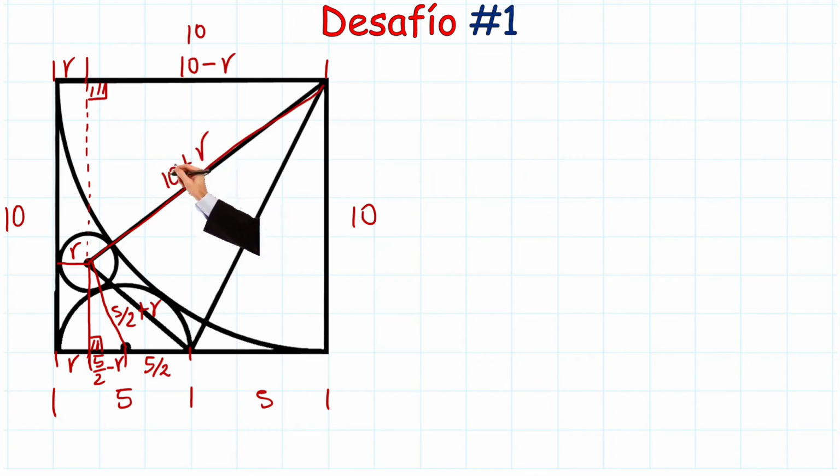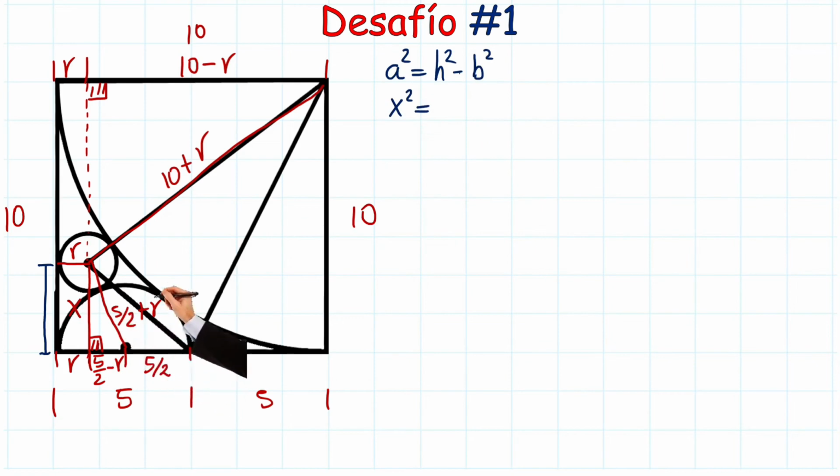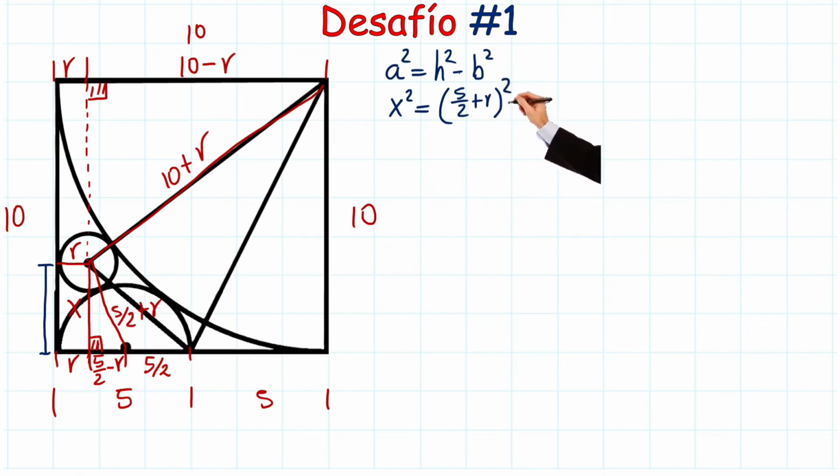Phenomenal. Now what we need to find at this moment is the value of r. How are we going to do this? First, we're going to find this side of this right triangle here, which we'll call x. Using the Pythagorean theorem, we're going to find the value of x, which is also this value here and this one. This distance here, okay? Alright, then we have that side x. Side a squared is going to be equal to the hypotenuse squared minus the other side squared. Which side do we want to find? So we have x squared equals the hypotenuse squared, which is this right here, 5 halves plus r, squared, minus the other side squared.